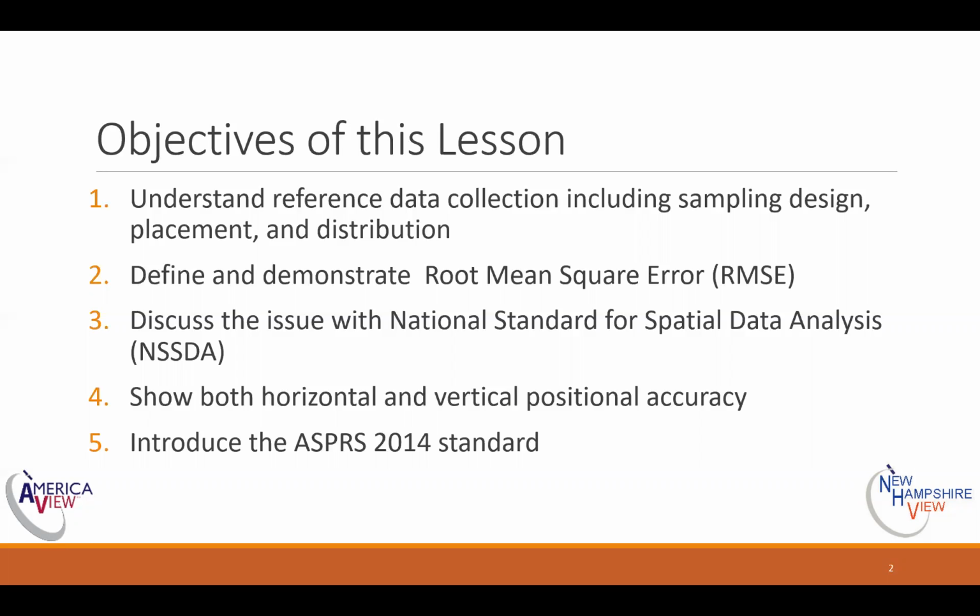You'll see that that gets fairly complex, and you might have to dig in and watch this a couple of times to understand it. There are a lot of equations there that are not difficult, but if you're not an equation person, it takes a little bit of time to get it. Okay, and then lastly, show how the new ASPRS 2014 standard really brings us into the digital age and solves some of the problems that we've had in the past.